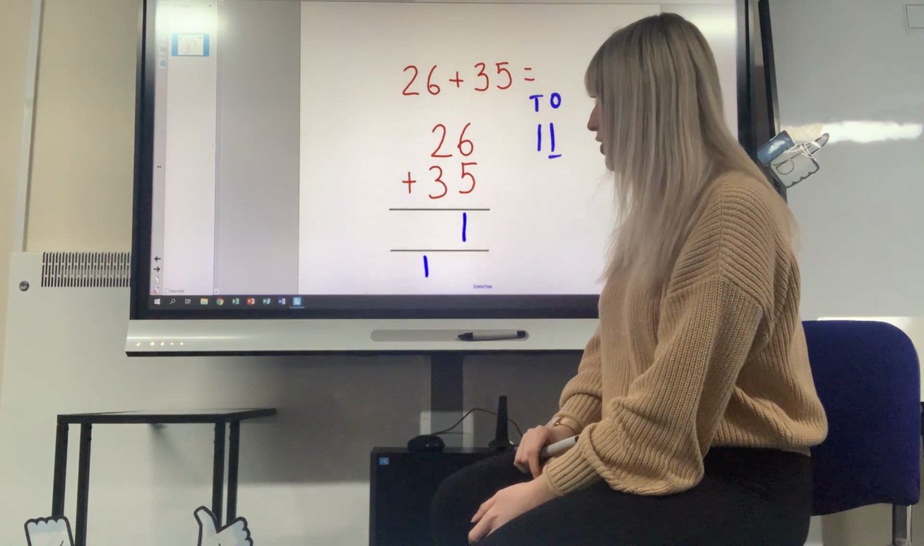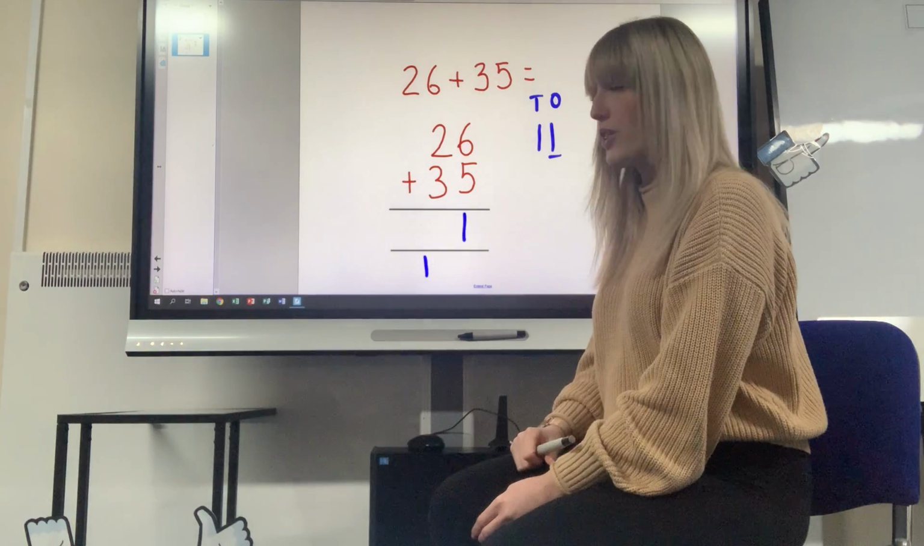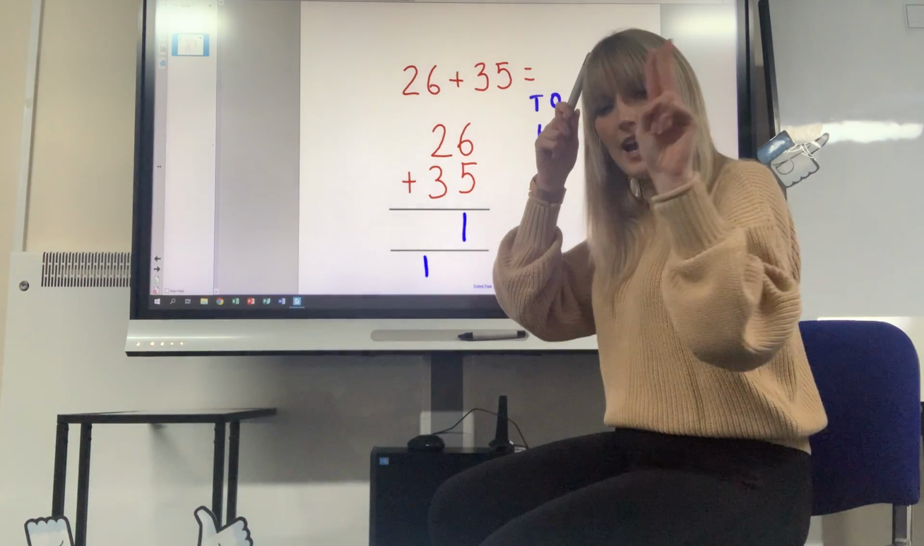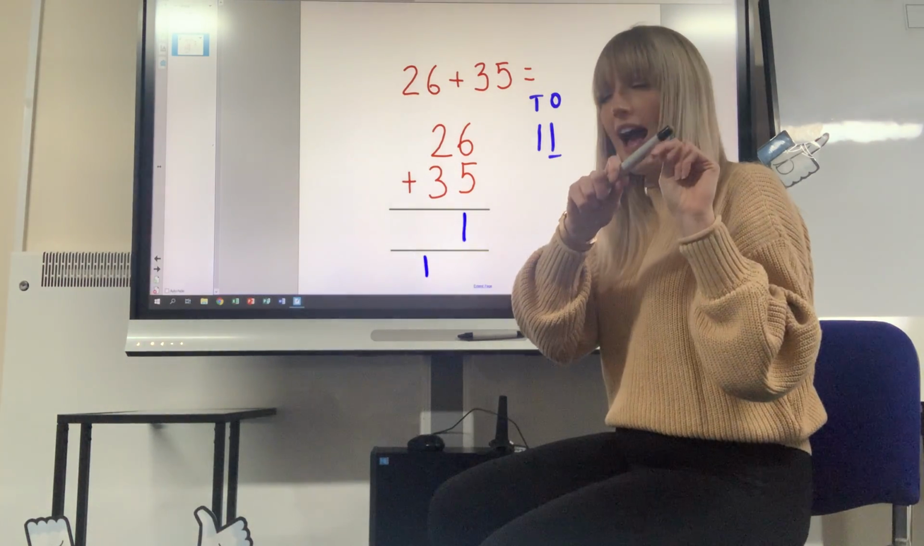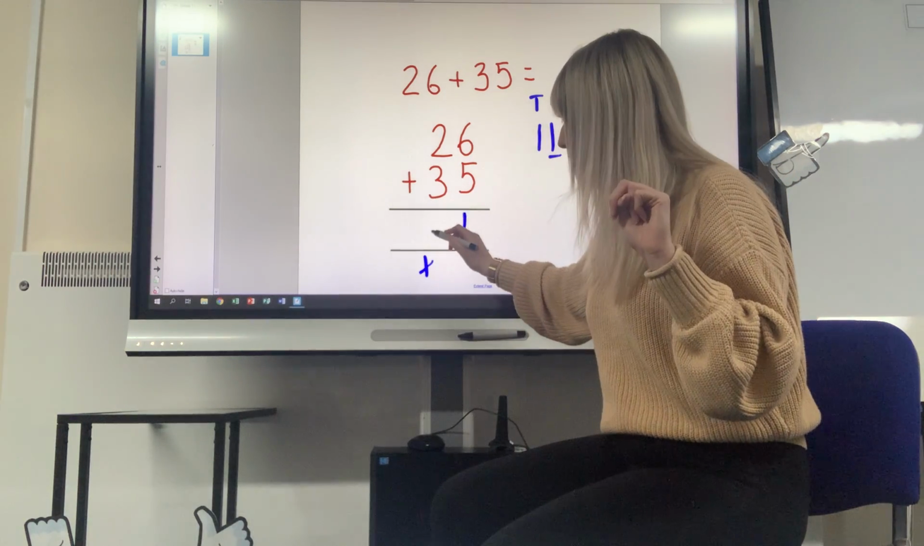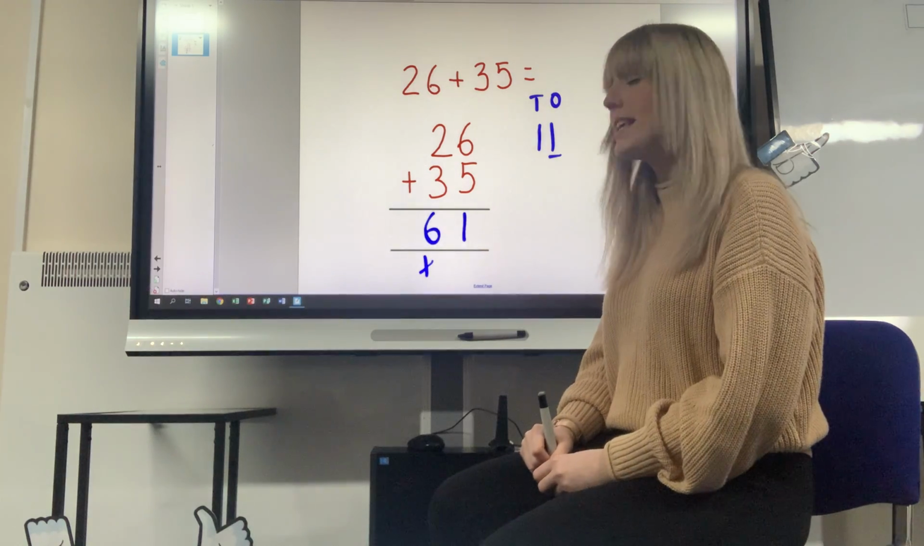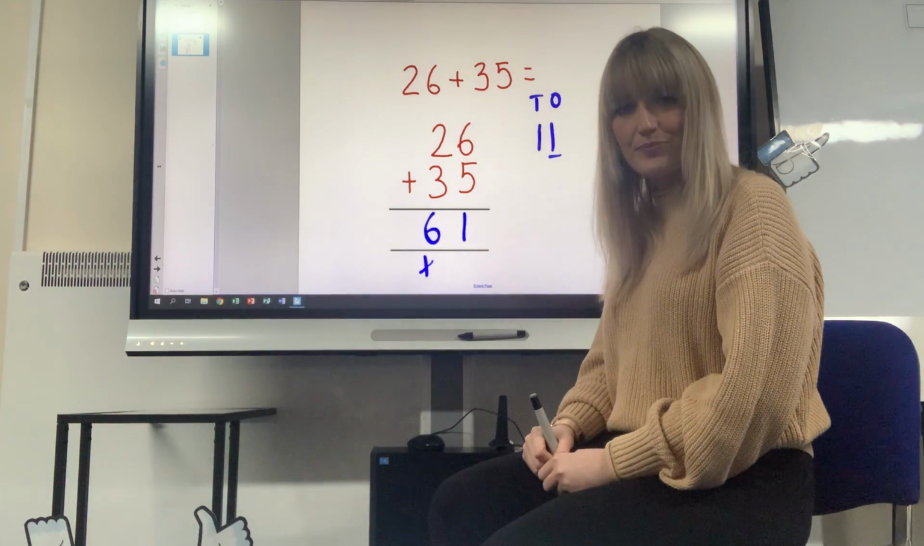into the next column. I've got 2 add 3, okay, or 3 add 2. So 3 add 2 more, 3, 4, 5, add the 1, I'm going to cross it out. So remember, if I did it is 6. So my answer would be 61.